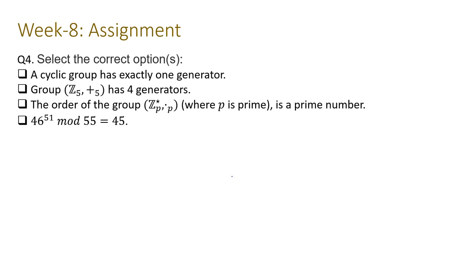The order of the group Zp star with respect to multiplication modulo p, where p is prime, is a prime number. So it's saying the order of this group is a prime number. Is it true? No, ma'am, it is false. Why? Ma'am, because it is not a prime number. So the order of the group is actually p minus 1. So p is prime, but p minus 1 is not prime. So this is not a prime number. And what about the last one? Anyone solved it?